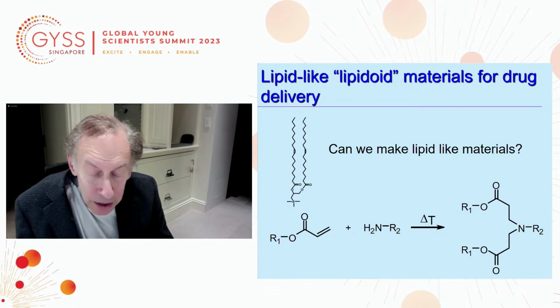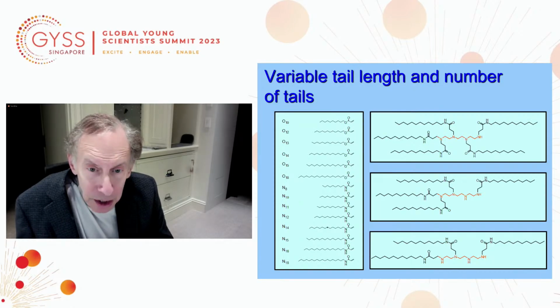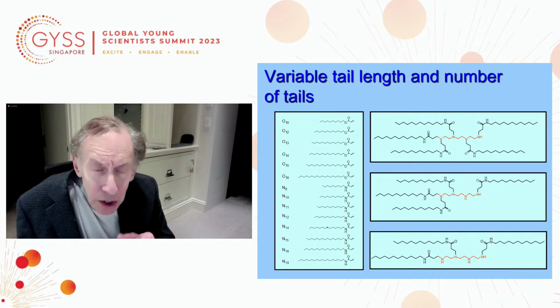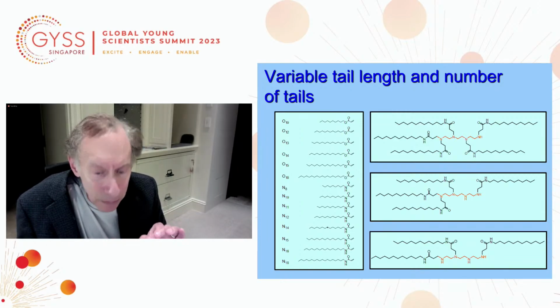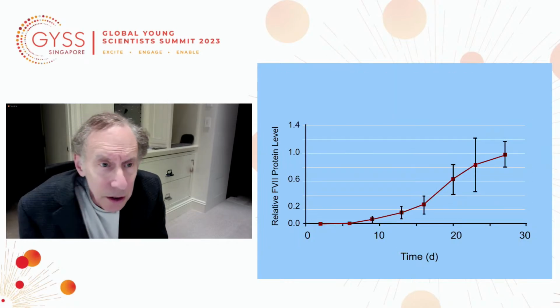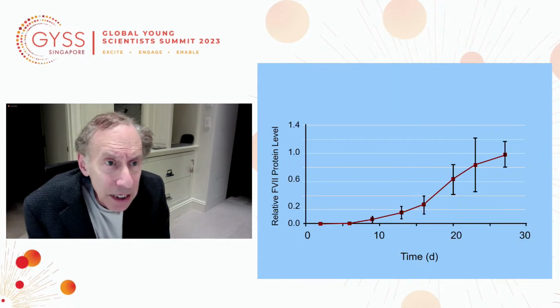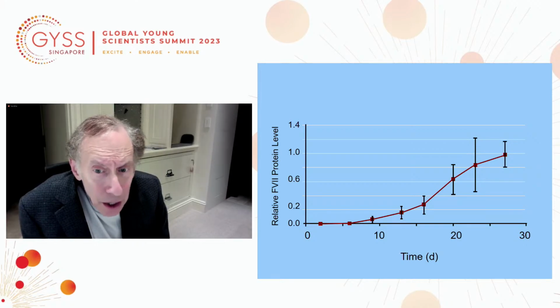And the next slide or two will show you that. The next slide just shows large variation in the R group. And you can also change the tails and number of tails, as shown in the next slide. And so you get enormous diversity. So we literally made thousands of tiny little lipid nanoparticles. And on the next slide, this is all work we did in collaboration with Alnylam, with Akin Akinc, who was one of my students, but then went there to lead their program on rare diseases for ATTR amyloidosis.